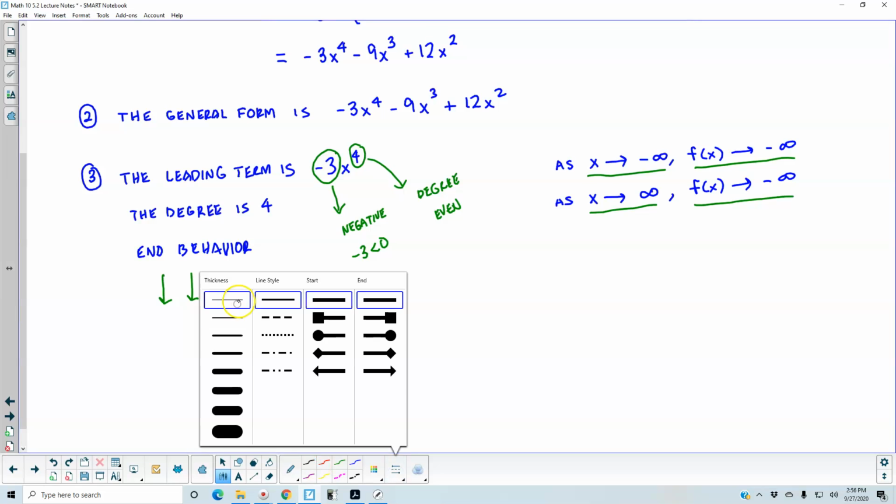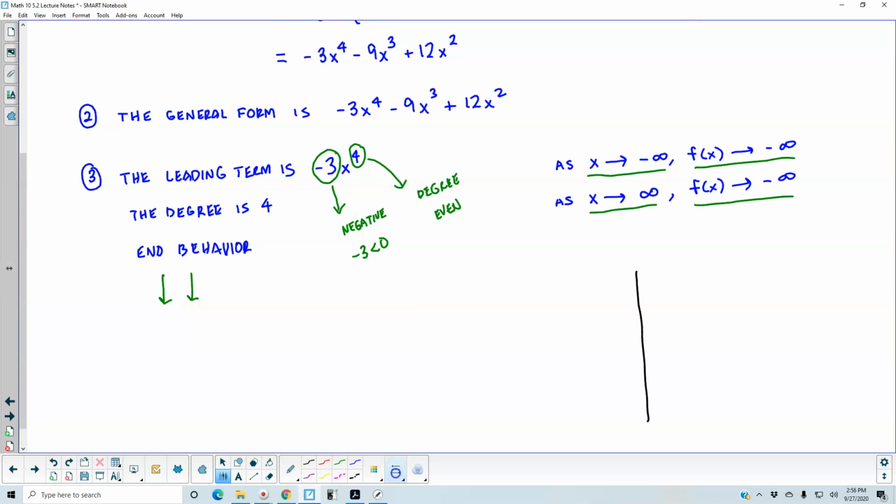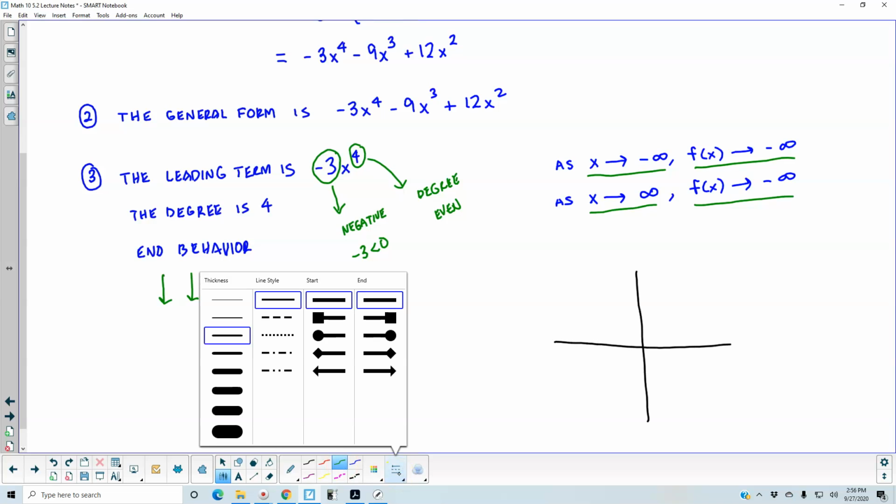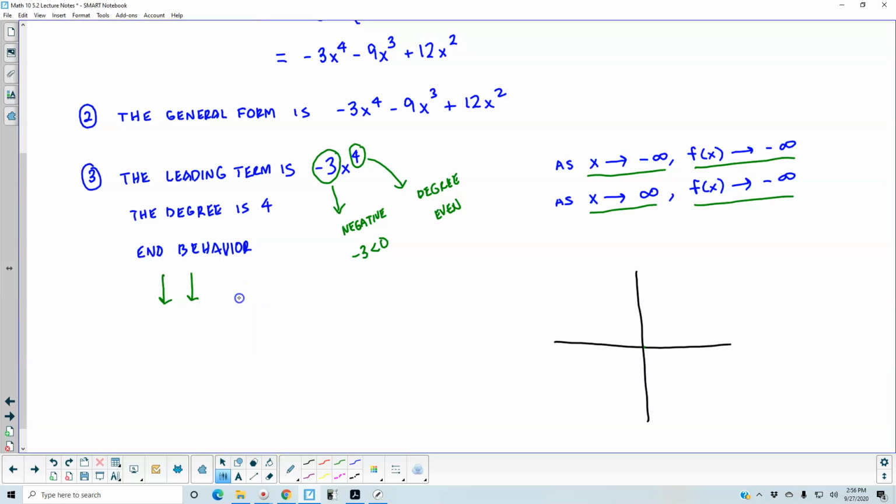And again, if we just drew this on a graph, we don't know exactly what the graph looks like. But we know the end behavior because what it's saying here is that as x is approaching negative infinity, then the function is also approaching negative infinity. And as x is approaching positive infinity, then we know the function on the right side is also approaching negative infinity.